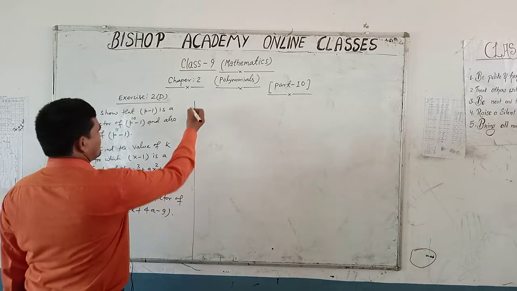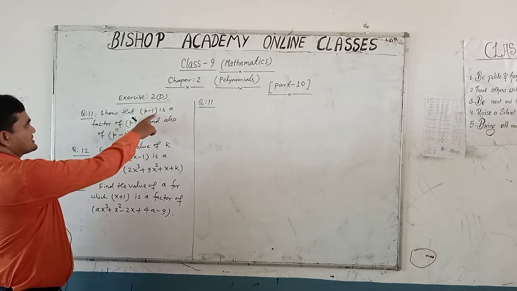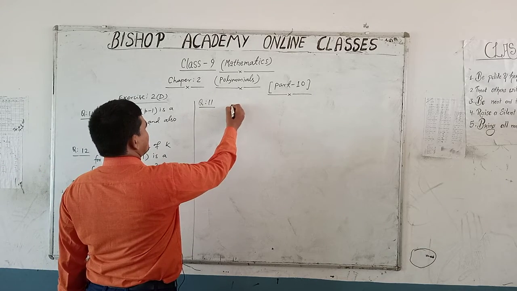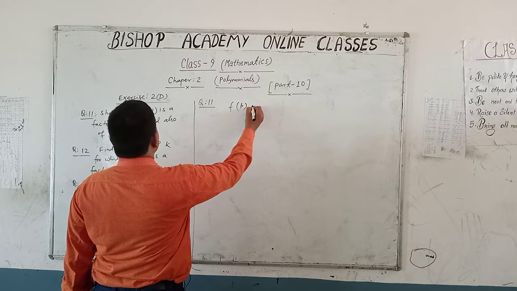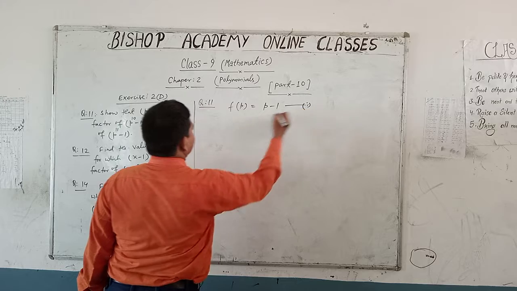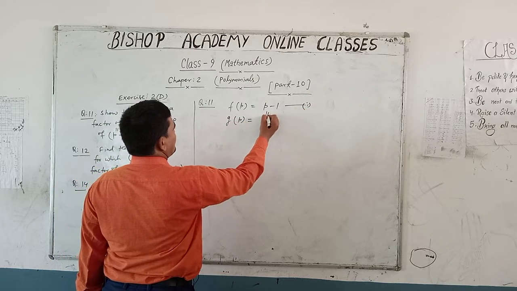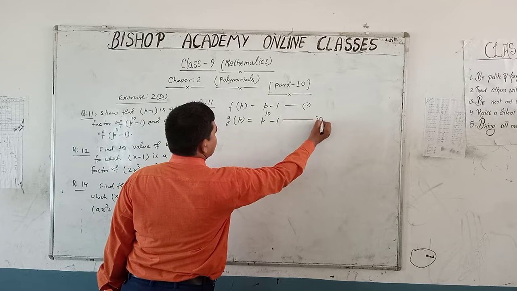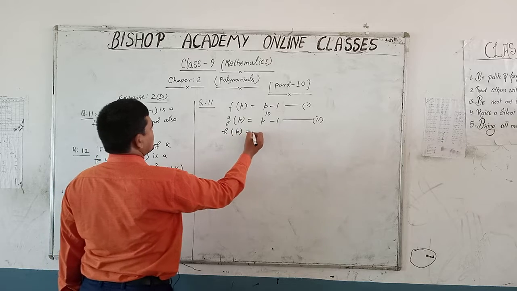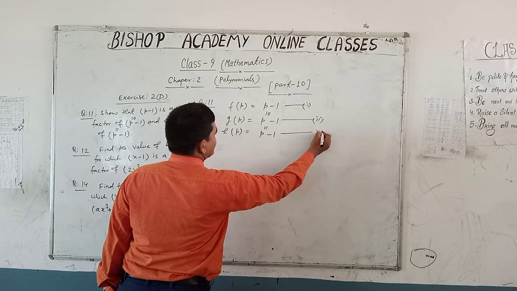Now we will solve question number 11. In question number 11, it is expressed in terms of p. Then we let f(p) is equal to p minus 1, g(p) is equal to p raised to the power 10 minus 1, let this be second, and h(p) is equal to p raised to the power 11 minus 1, let this be third.